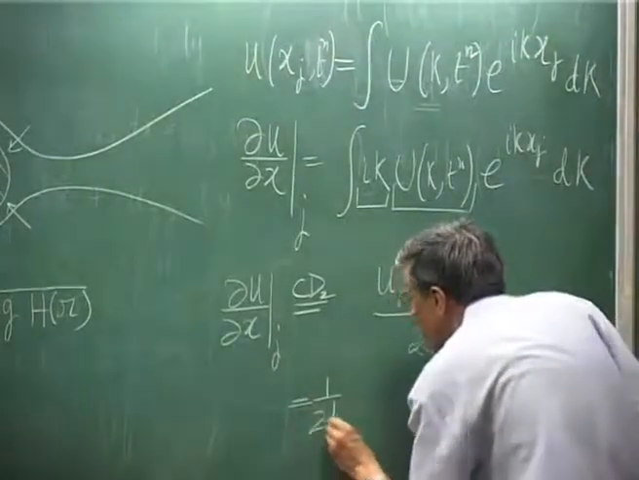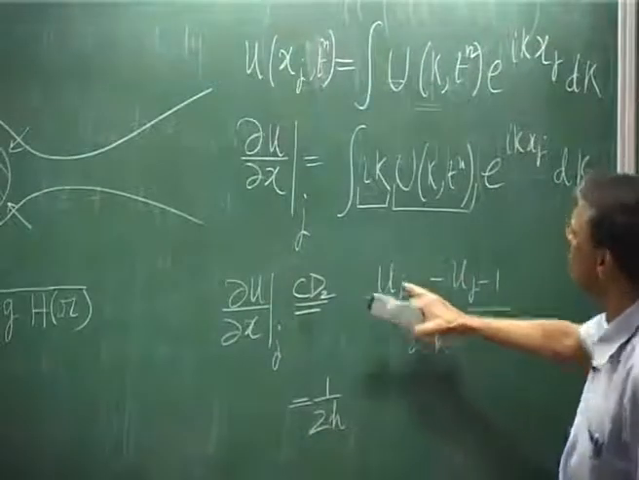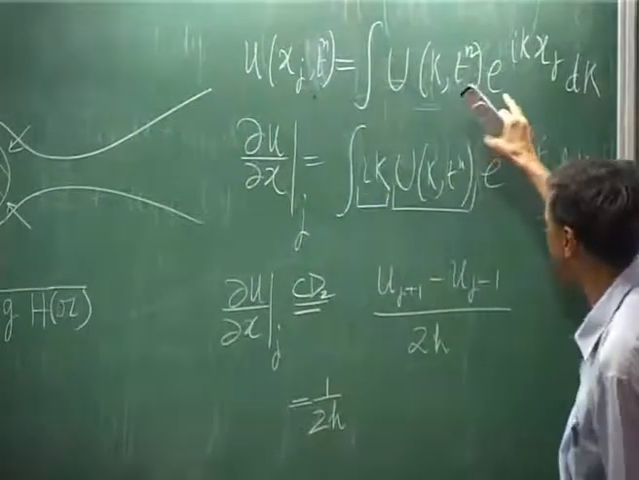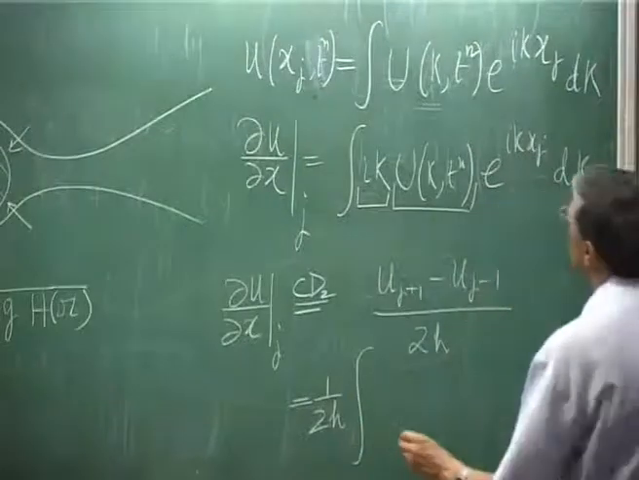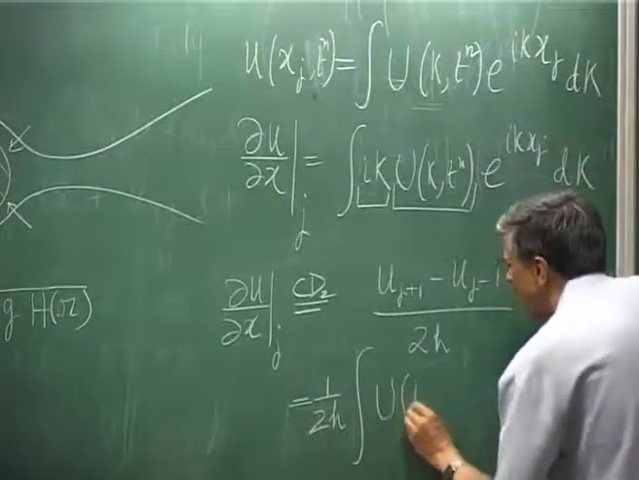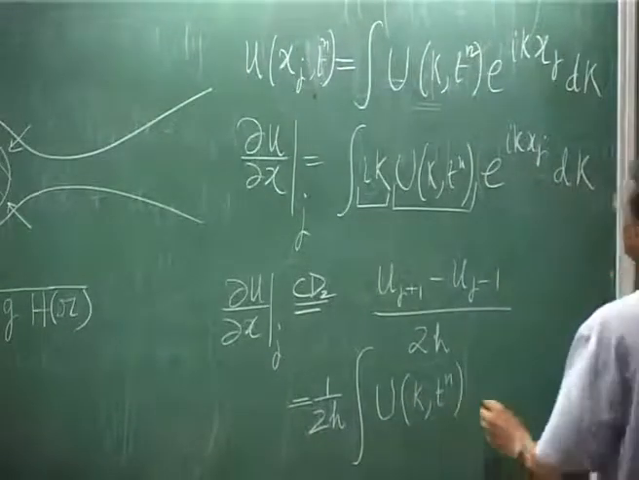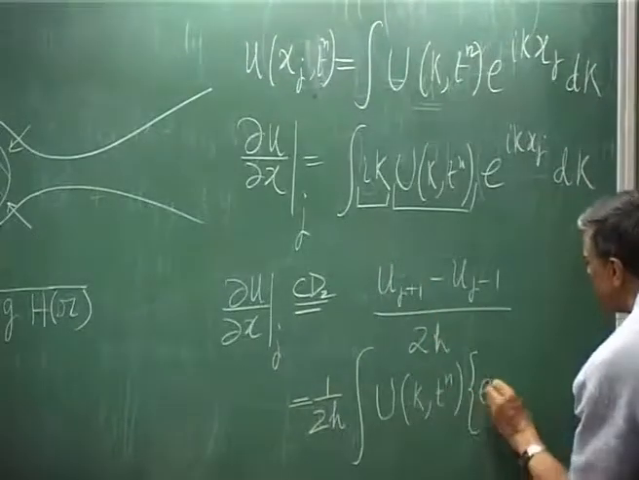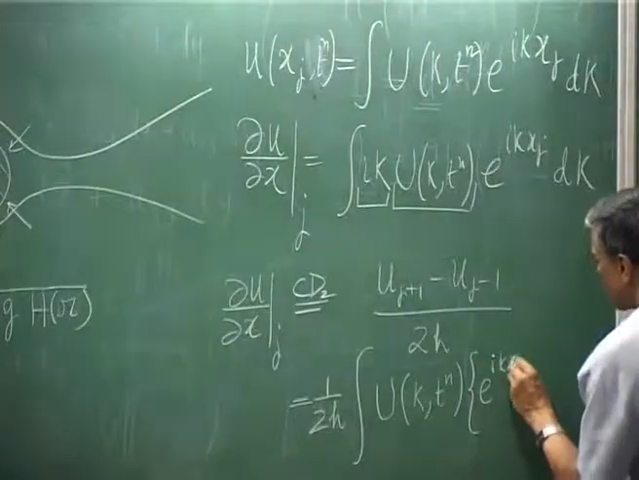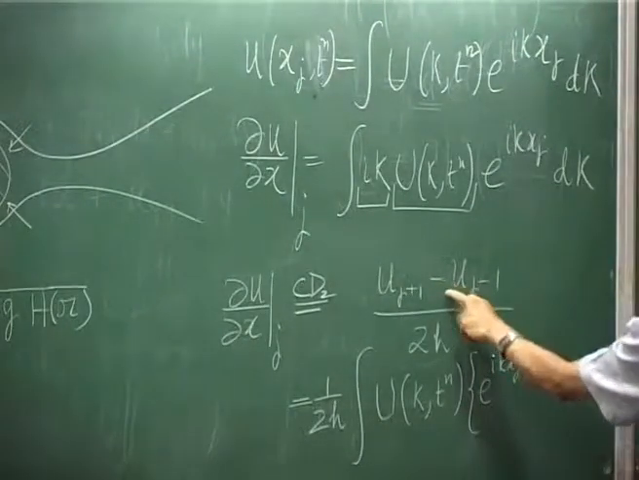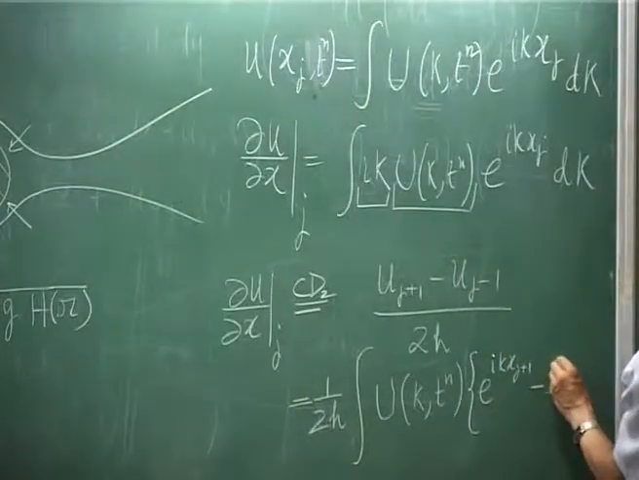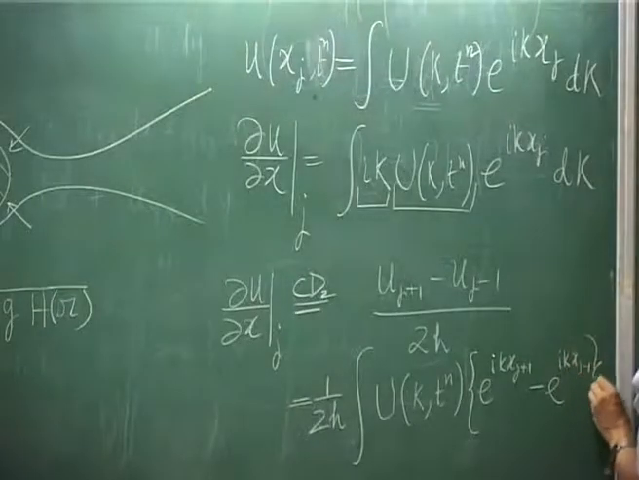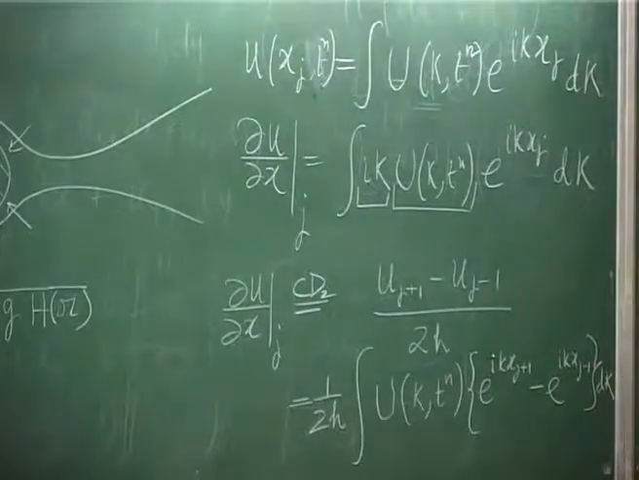I would write 1 over 2h. What do I write? u_{j+1} means I am putting in here x_{j+1}. So, I can use that expression. I can write it like this. The first part, u_k(t_n), remains as it is. I now have, for this, e^{ikx_{j+1}}, and from here I am going to get e^{ikx_{j-1}}, and this we are summing over all possible k.